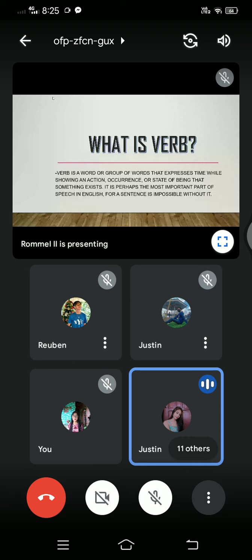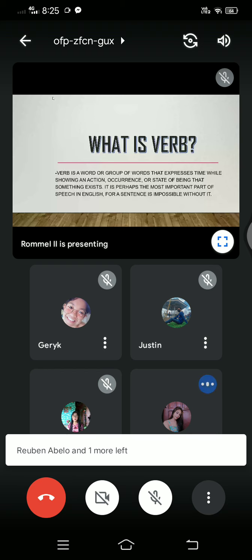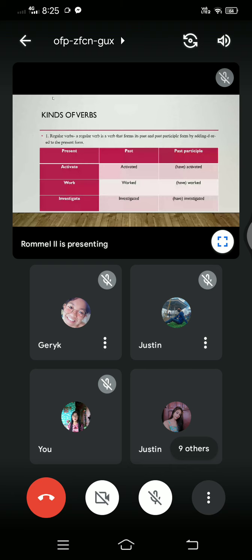To simply understand and remember what a verb is, a verb is an action word. When we say action word, it is a verb. Next slide, please. There are kinds of verbs. First, we're going to discuss regular verbs.